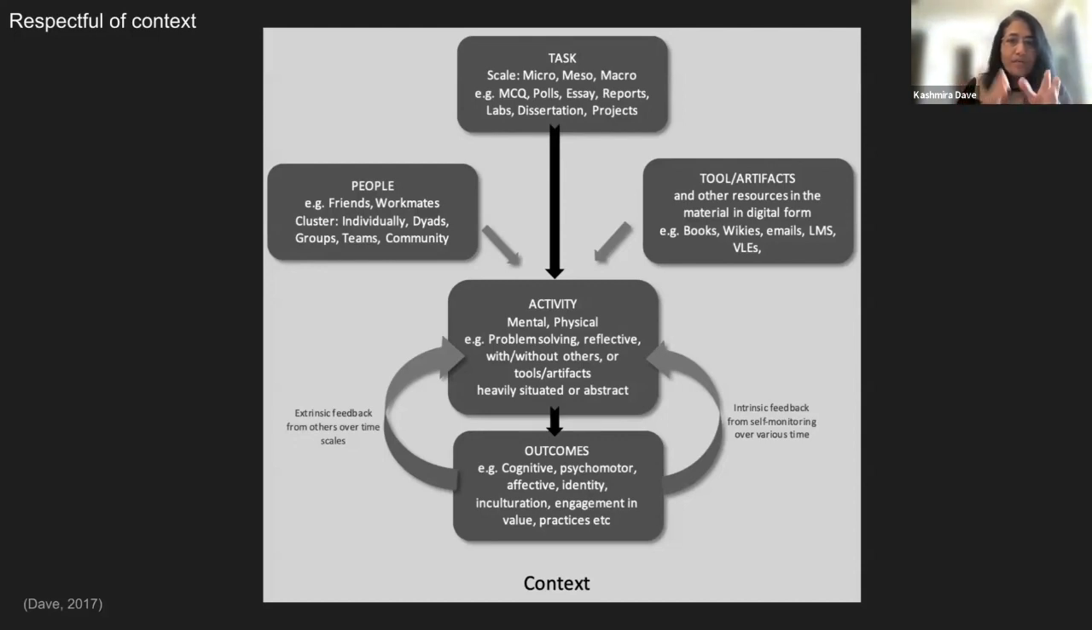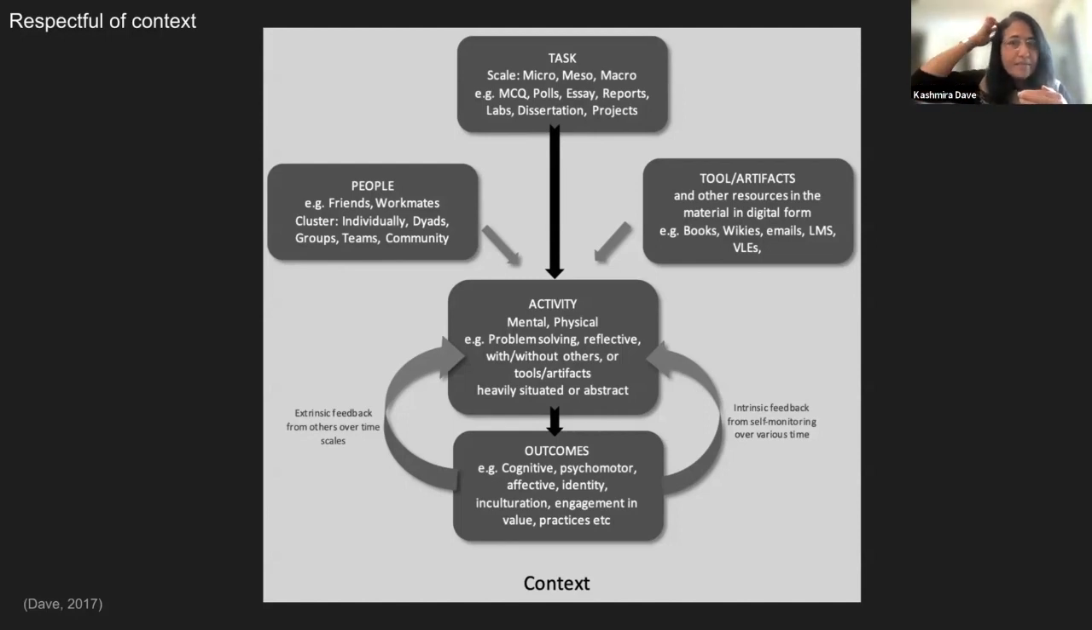But when we try to achieve that, we spoke about people, right? We only spoke about people from a design point of view, like students in the university, but students go outside. If we are looking at the end user, they go outside, sitting in the cafe sometimes, and working on their projects. So it's all their workmates, friends, and they might work in clusters, individually or in groups, teams, communities, and they influence their ideas as well. So the task also could be at a different level.